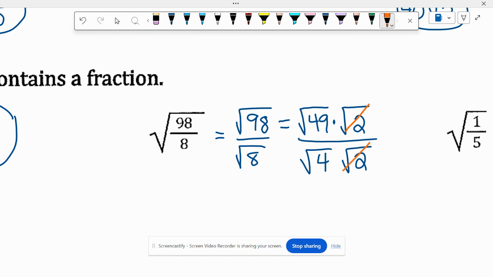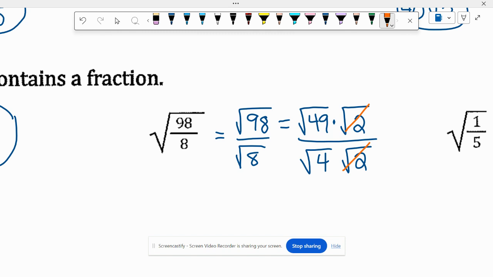I mean, what is the square root of 2 divided by the square root of 2? Put it in your calculator. It would be 1. I'll show you in a minute. The square root of 2 divided by the square root of 2 is 1. Anything divided by itself is 1, right? Okay, so those cancel out.